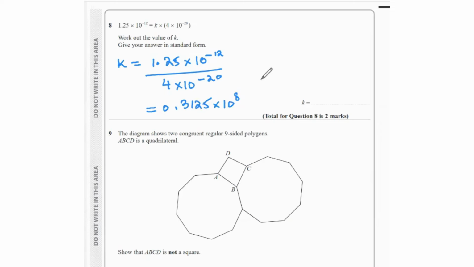Now they want the answer in standard form. So for standard form, we need to move this decimal one place to the right-hand side, because your first digit before the decimal needs to be greater than 0, but less than 10. So that's going to give us 3.125 times 10 to the power of 7. We decrease 1 from the power of 10 because we move the decimal to the right-hand side. If we were moving the decimal to the left-hand side, then we would add 1 to the power. So this is your answer.